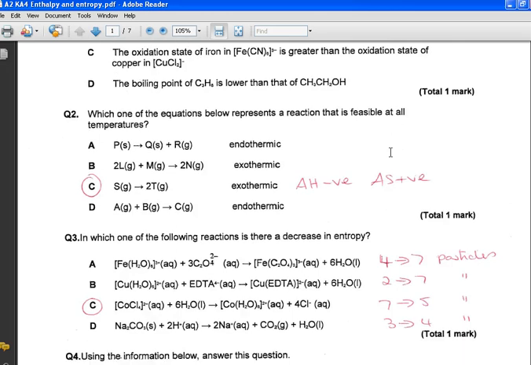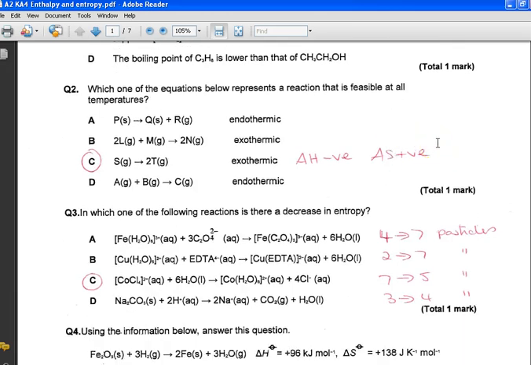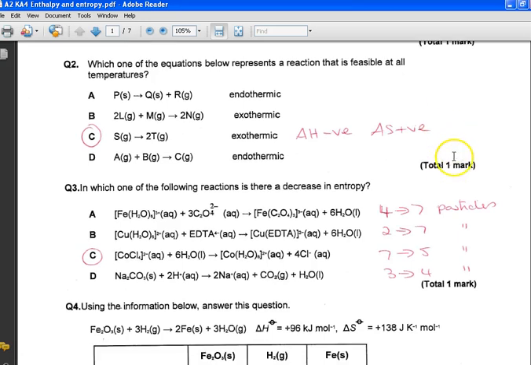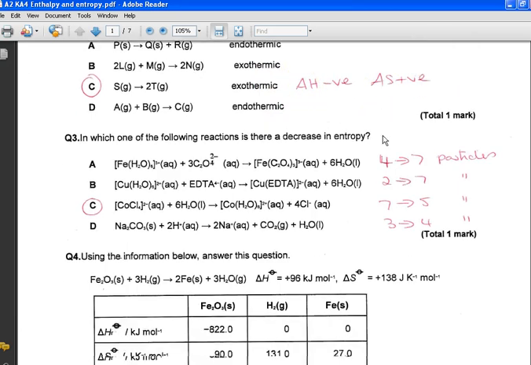Okay, question 2. Which one of the equations below represents a reaction that is feasible at all temperatures? And the only conditions where that arises is if we have delta H is negative and delta S is positive. So obviously you're quickly glancing through looking for that combination.